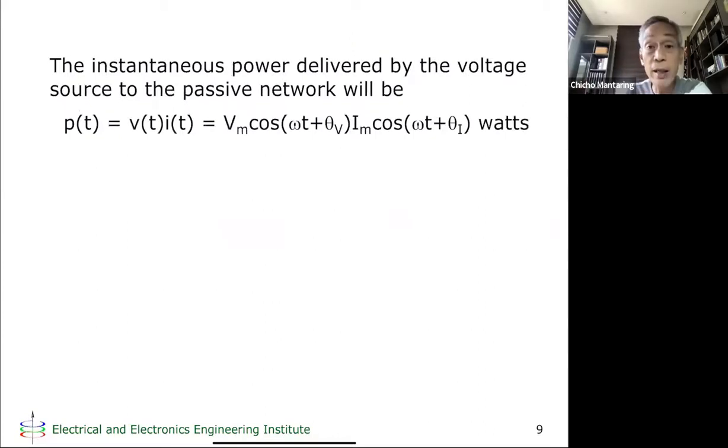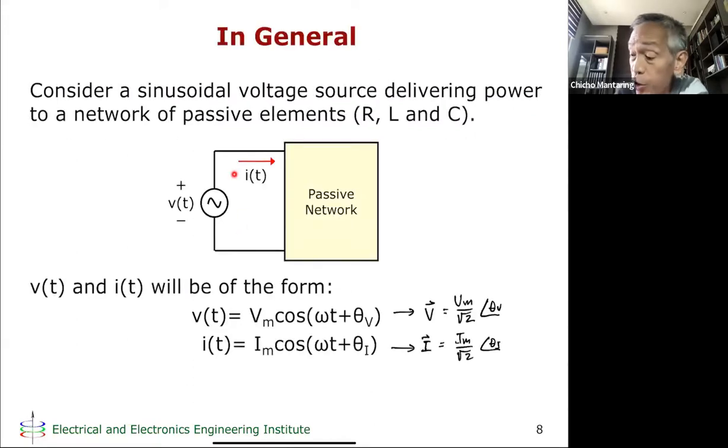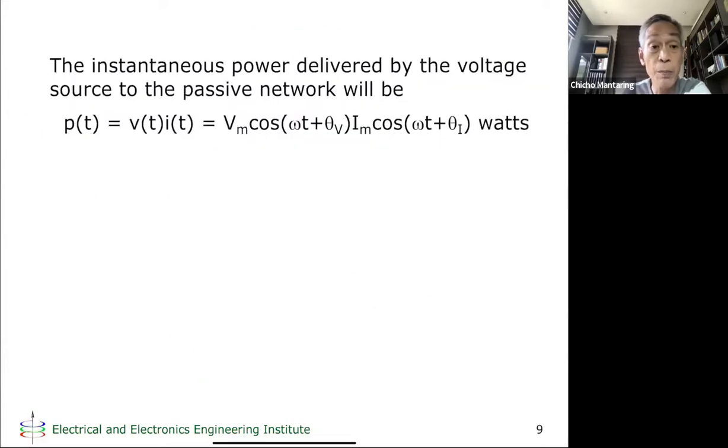I want the instantaneous power delivered by the voltage source to the passive network. So ano yung instantaneous power that this delivers to this particular network? All I have to do is multiply my voltage by my current. So pag ginawa ko yung multiplication na yon, ito yung lalabas na product ko. So this is just my voltage, and then this is just my current.